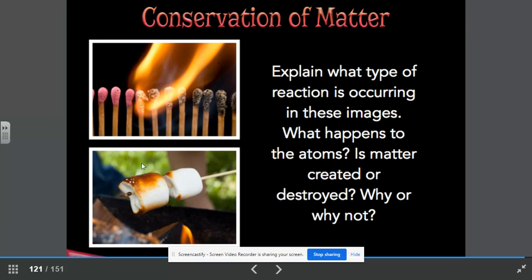Here we have a marshmallow roasting over a fire. Think about what types of changes these are. Are these physical or chemical changes? Could you ever get that marshmallow back to the original state? Can you ever get the wood or the match back to the original state? Think about it.